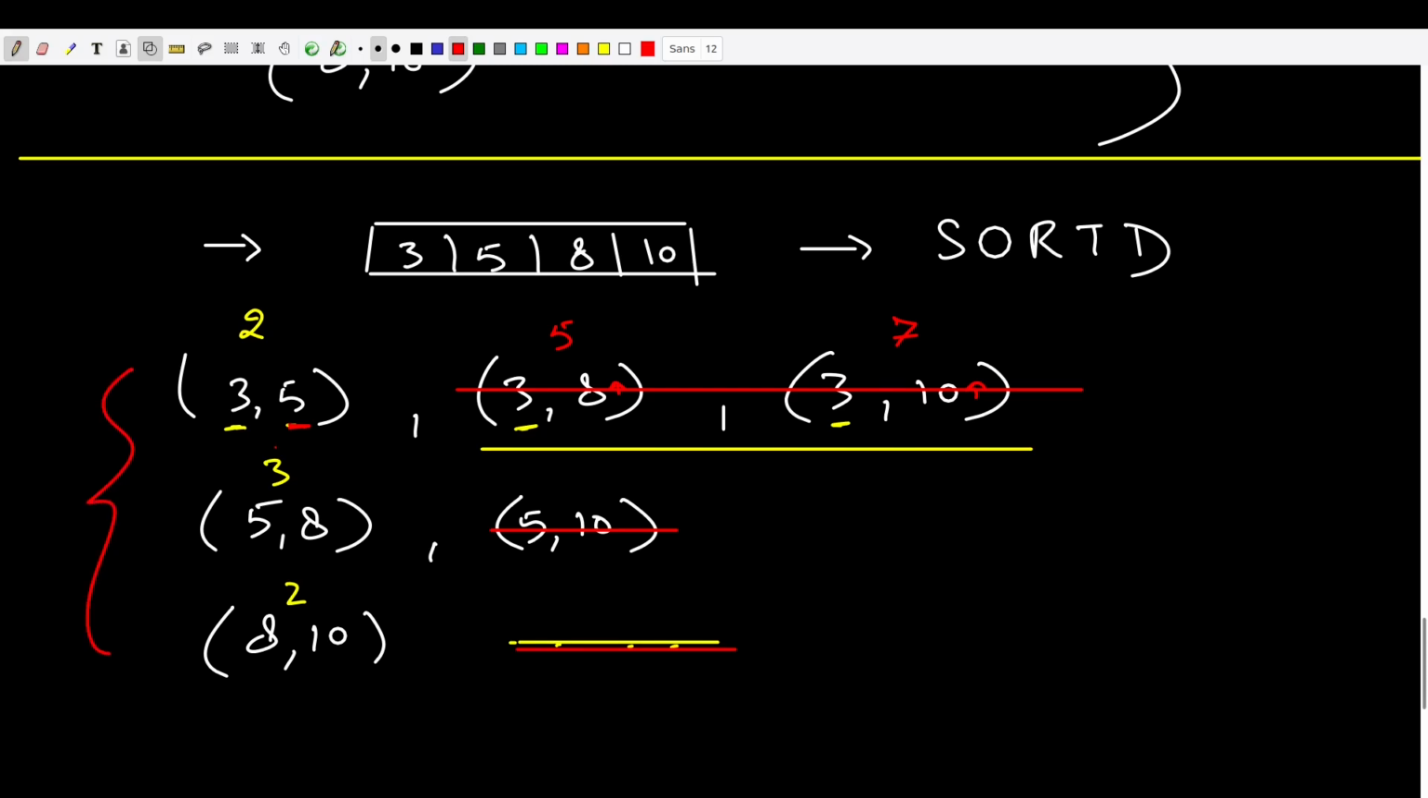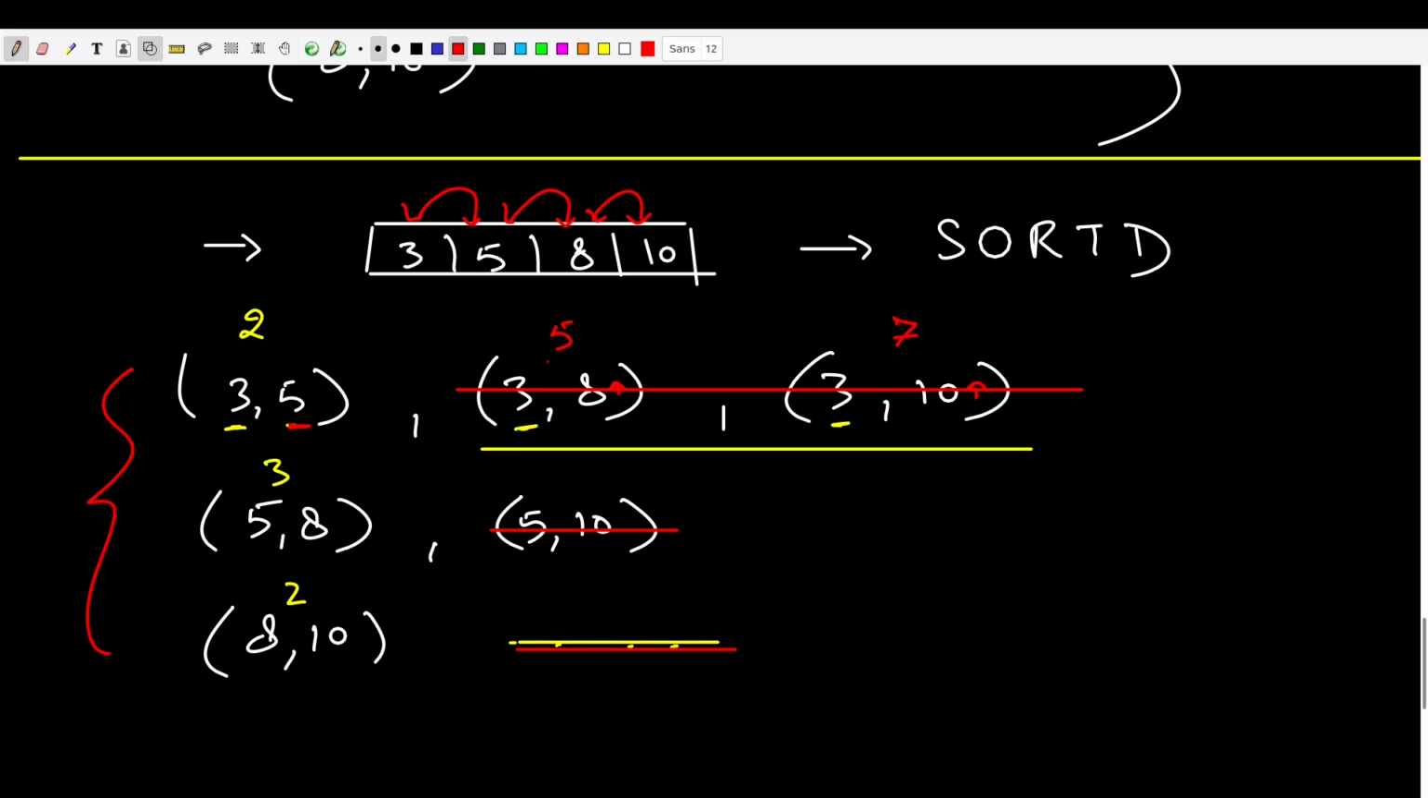Whose difference are we computing? 3 and 5, 5 and 8, and 8 and 10. So 3 and 5, this difference we are computing. 5 and 8 we are computing, and the 8 and 10 difference we are computing. The other pairs' differences we are ignoring altogether. So what I was trying to tell you is, if you sort the array, then we don't really have to compute all the pairs. We can get our minimum height by just comparing the adjacent elements.